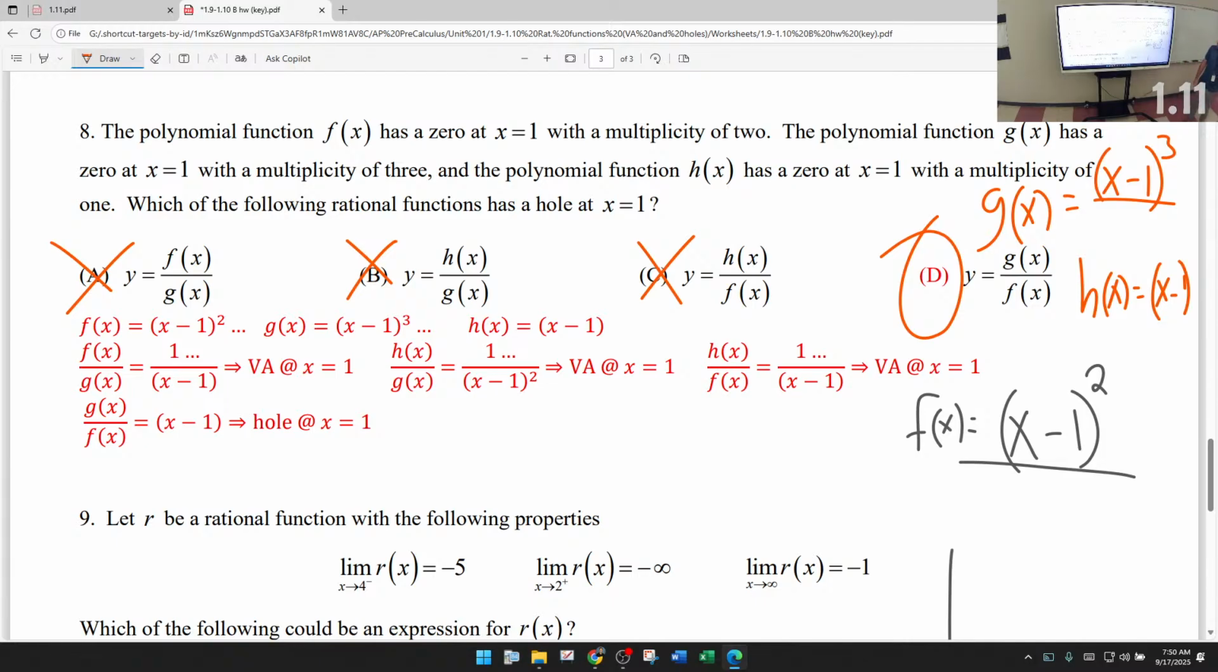Good enough? If I put this over this, that's a linear function with a hole at 1. All that stuff over all that stuff is nothing more than a linear function, because these two are getting rid of each other, and really all you're left with is x minus 1. It just can't be 0. Or sorry, it can't be 1. Because if it's 1, that gives me a bad job. Yep.